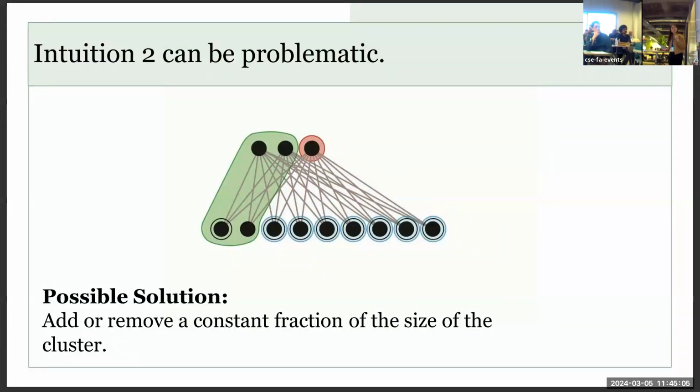The answer to this is to try not to add too many vertices or remove too many vertices. So what we could do is to keep the size of the cluster changing by at most a constant fraction, so let it decrease or increase by a constant fraction. So we would add at most a constant fraction of the size of the cluster to this cluster and also remove at most this much.